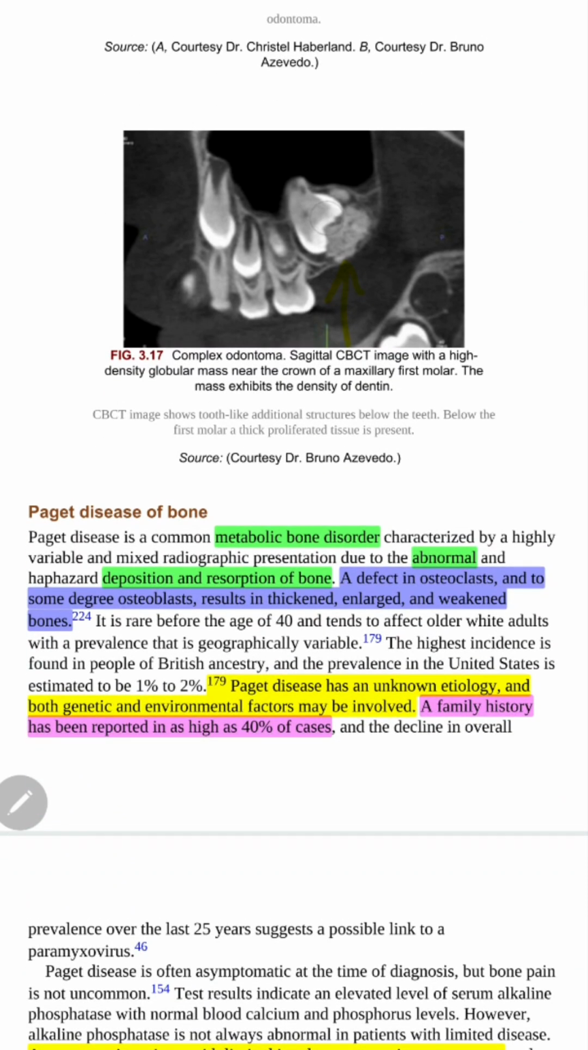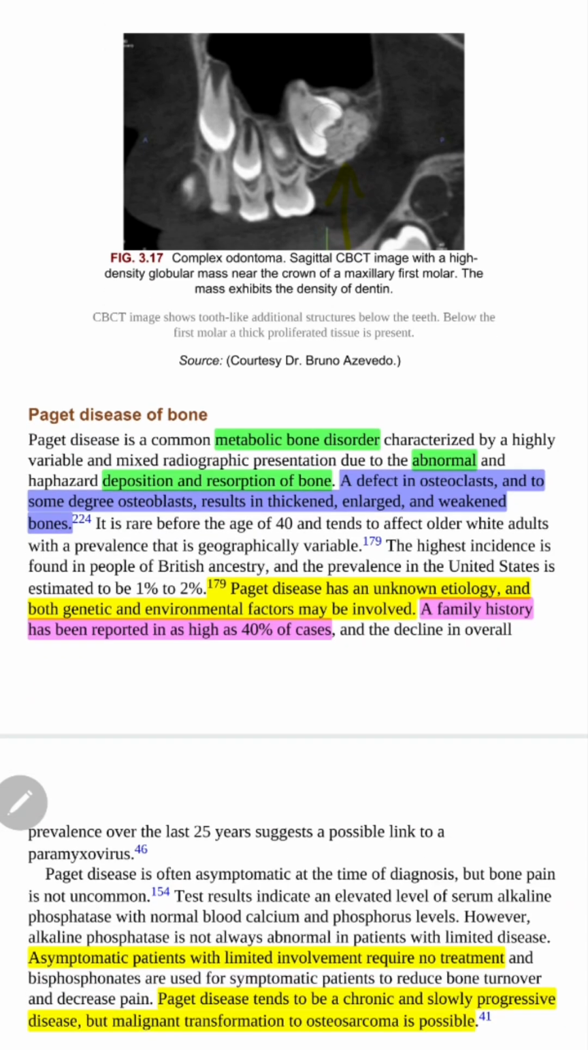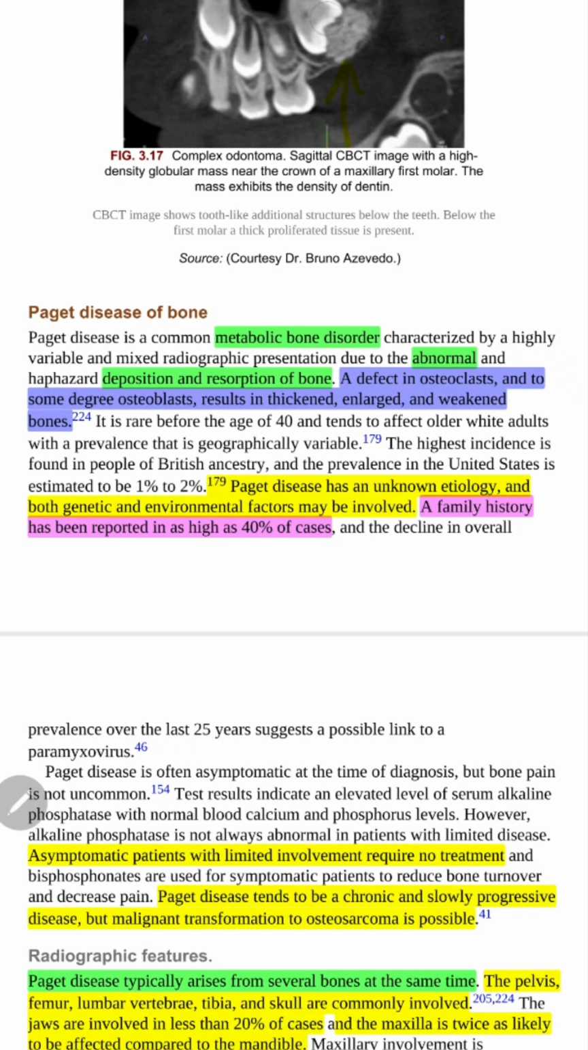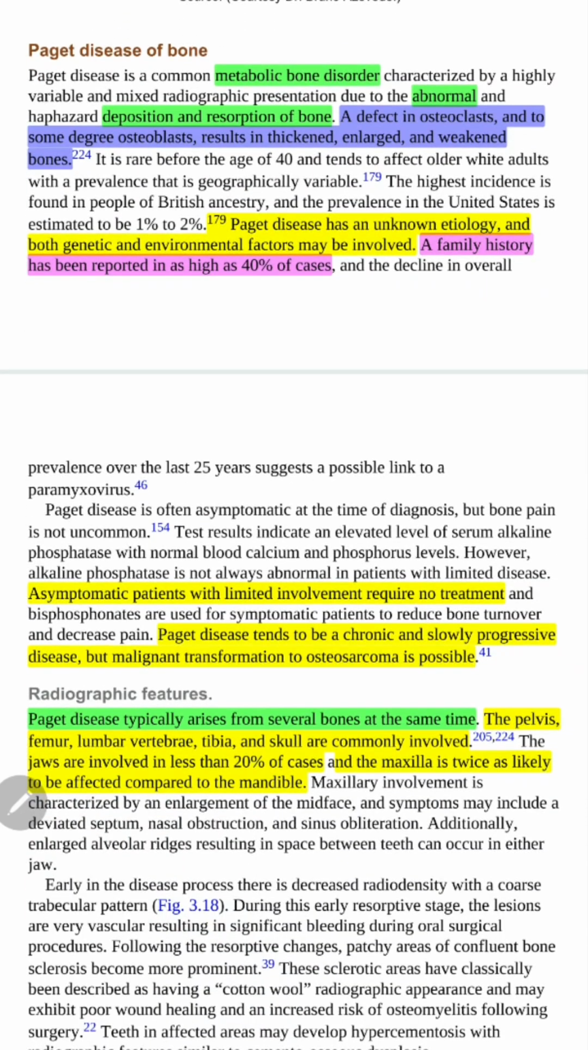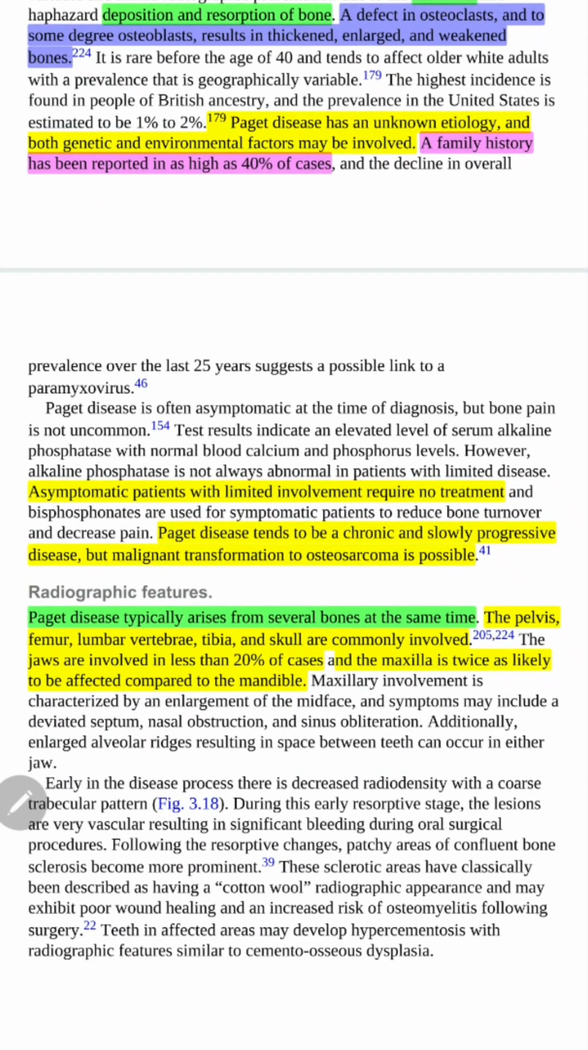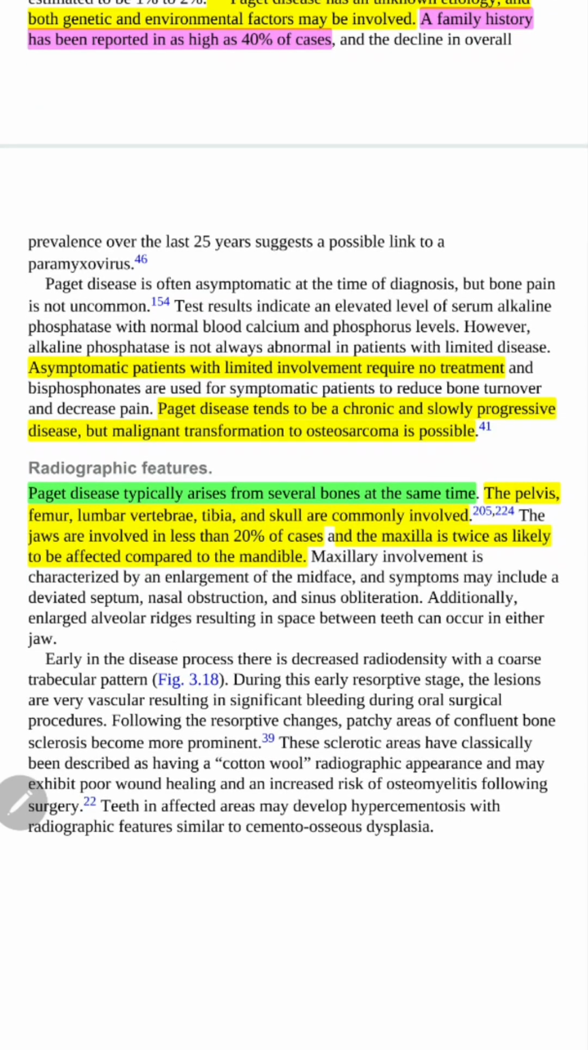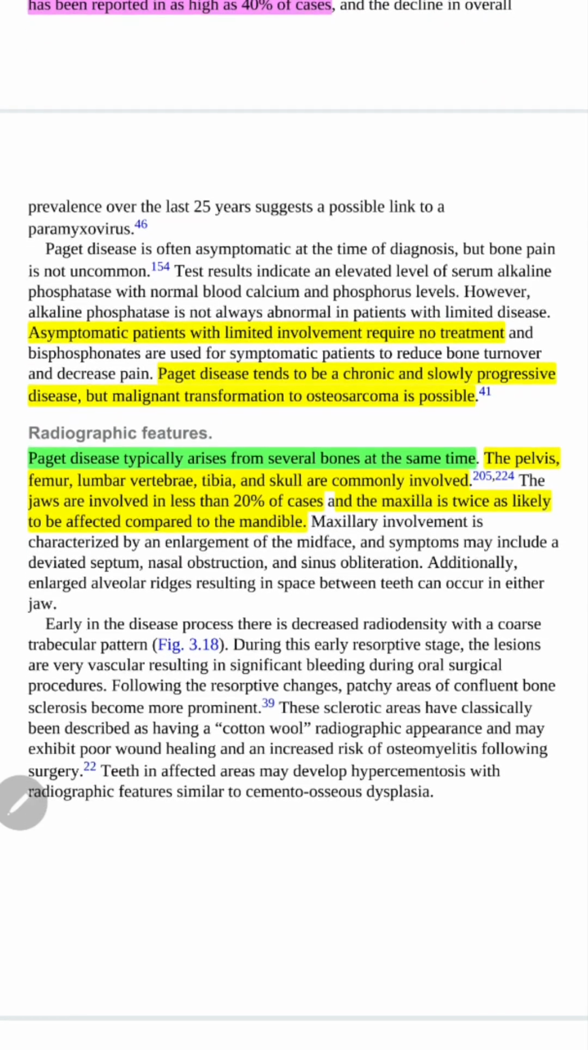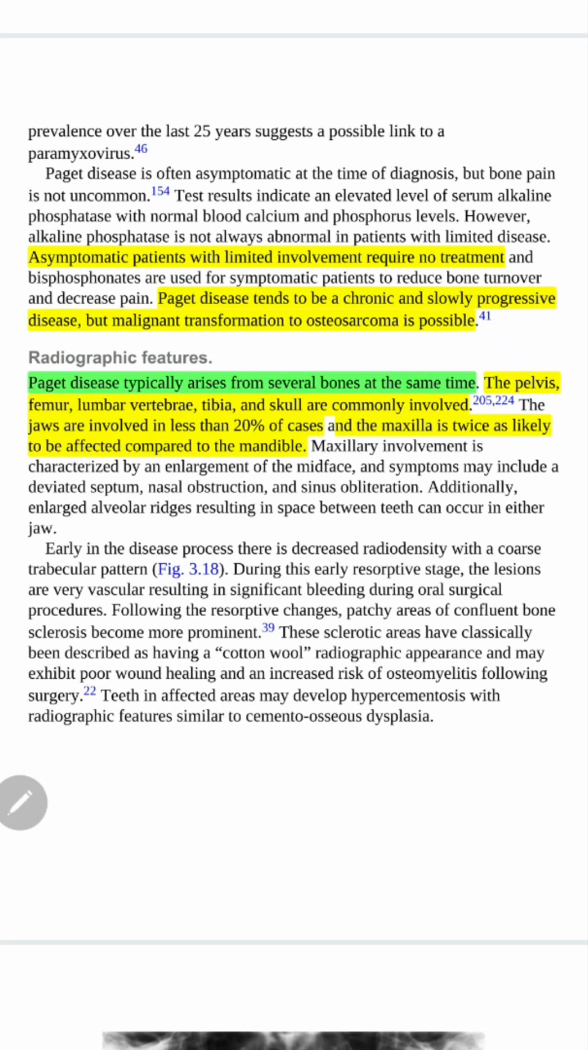Let's finish up the radiolucent diseases by talking about a disease that has a family history, which is called Paget disease of bone. It is a metabolic bone disorder. It has abnormal deposition and resorption of bone because there is a defect in the osteoclasts and osteoblasts, resulting in thickened, enlarged, and weakened bone. The specific etiology is not known, but as we said, it has a family history. It has a slow progressive feature.